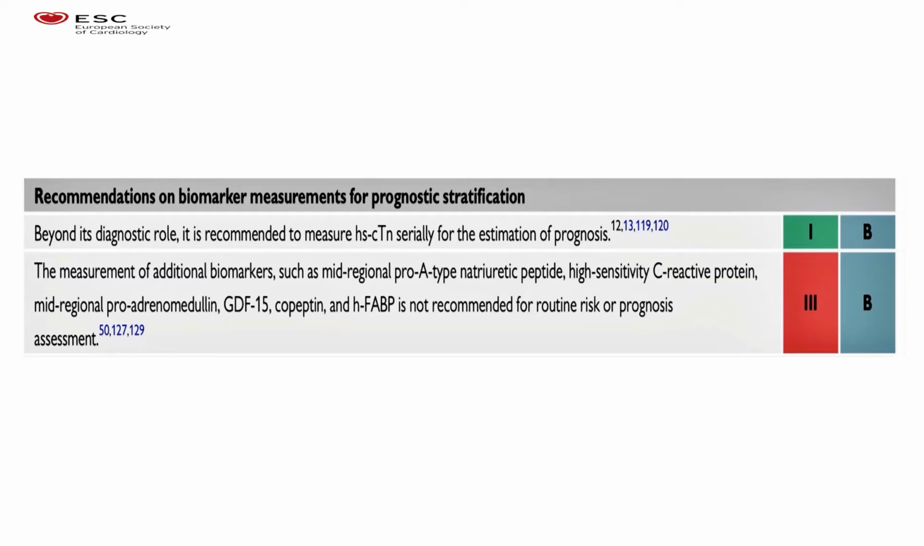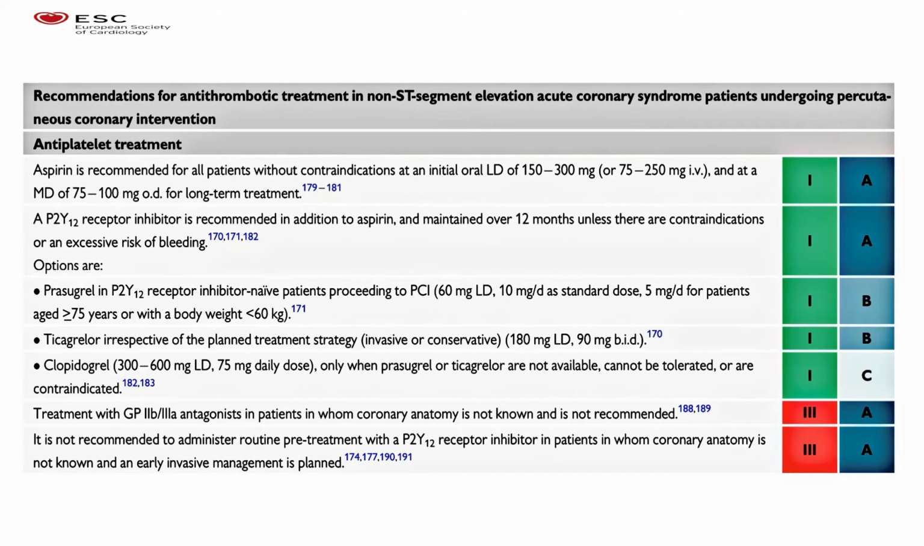Class 3 Level B. Recommendations for antithrombotic treatment in non-ST segment elevation acute coronary syndrome patients undergoing percutaneous coronary intervention. Antiplatelet treatment. Aspirin is recommended for all patients without contraindications, at an initial oral loading dose of 150 to 300 mg, or 75 to 250 mg intravenous, and at a maintenance dose of 75 to 100 mg once daily for long-term treatment. Class 1 Level A.